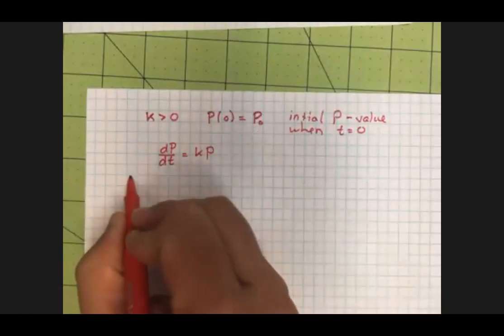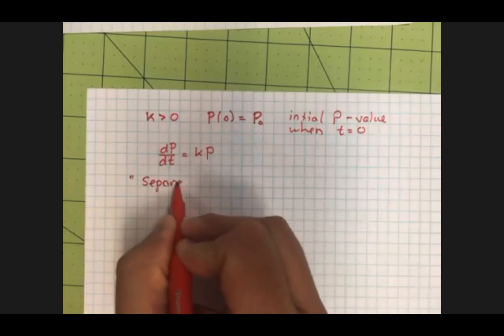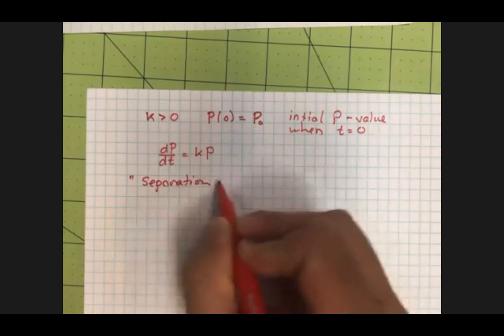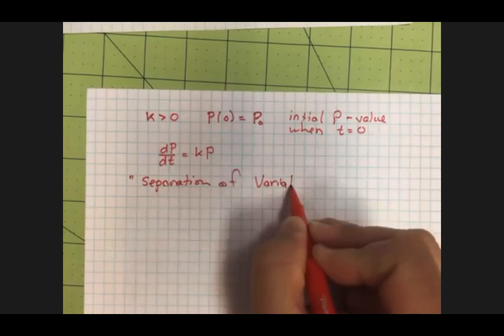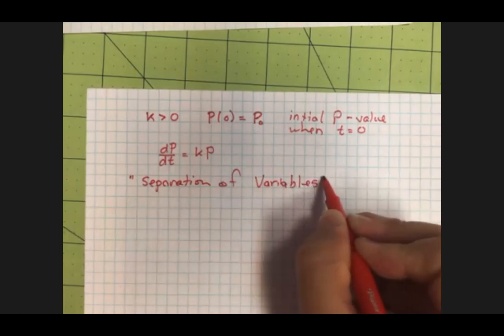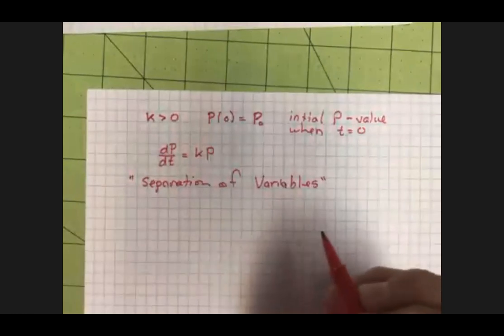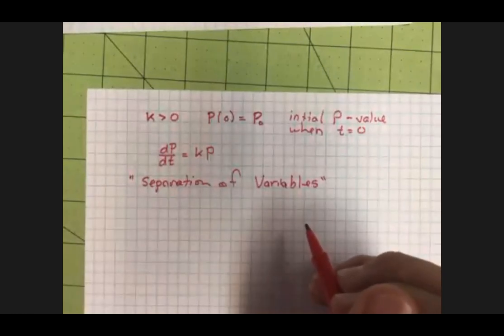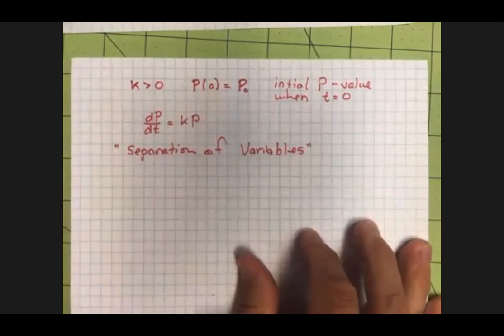Well, the technique that I'm going to illustrate here is from section 6.2. It's called separation of variables. And it is a very common analytic technique. If you have an equation that's quote unquote separable, then you have a path to an analytic solution. Doesn't mean you're going to succeed, but you have a chance.